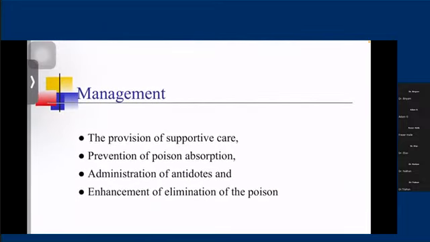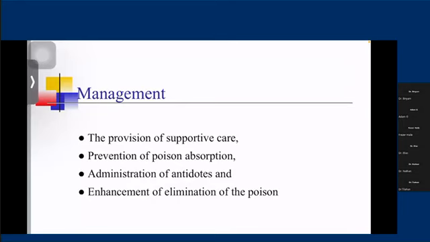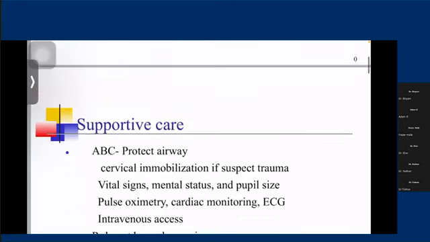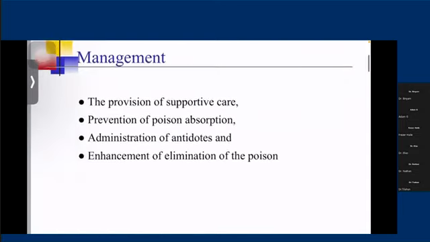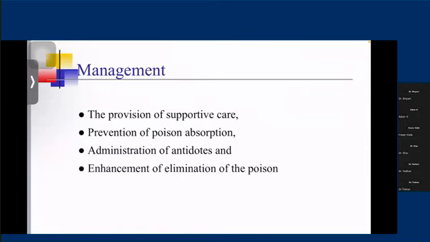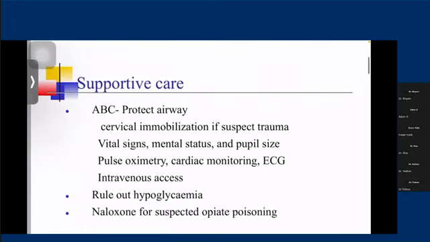Regarding management of a patient who presents with poisoning, these are the steps that we need to follow. First is provision of supportive care, and then prevention of poison absorption, administration of antidotes, and enhancement of elimination of the poison. Supportive care is the most important one. Before even going to the next steps, we always have to consider giving supportive care, which includes securing the ABC of life and then subsequent follow-up and management.